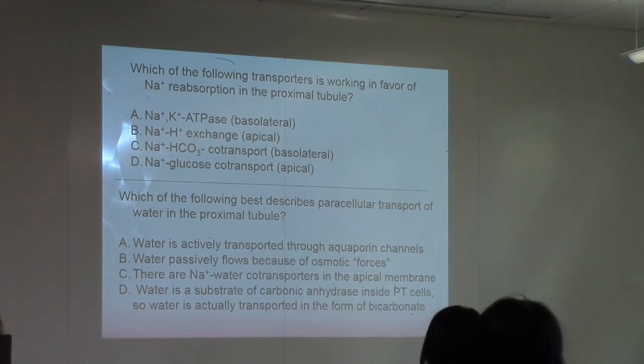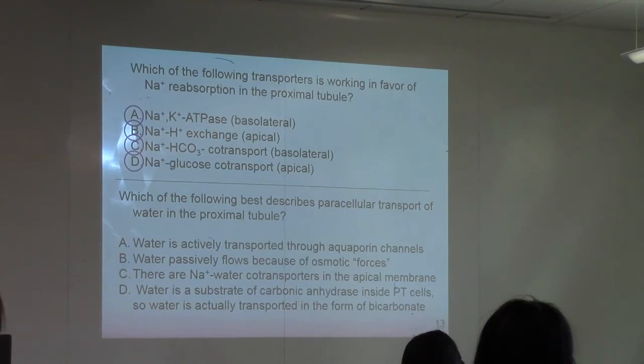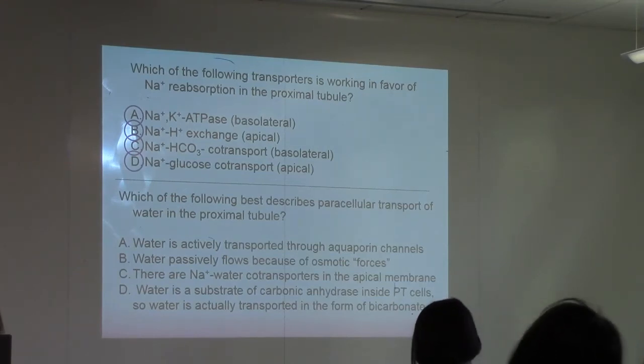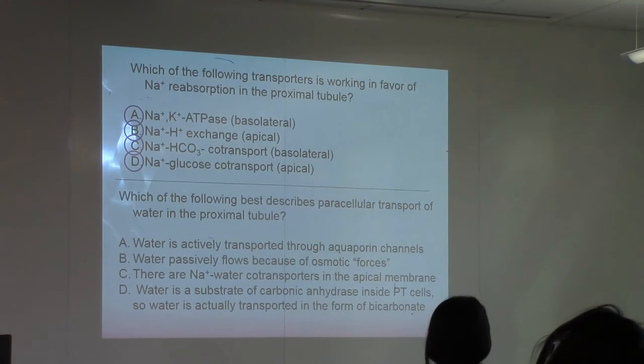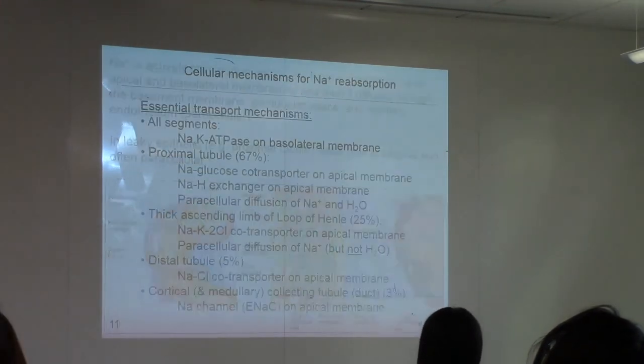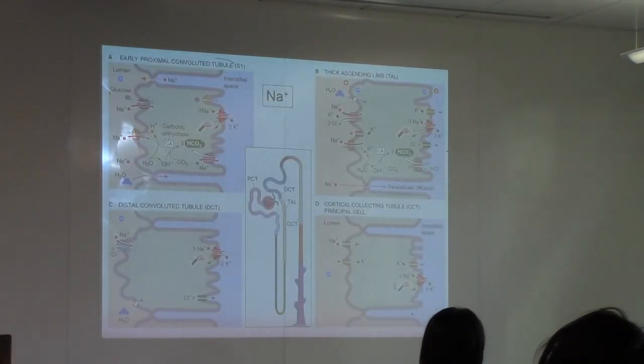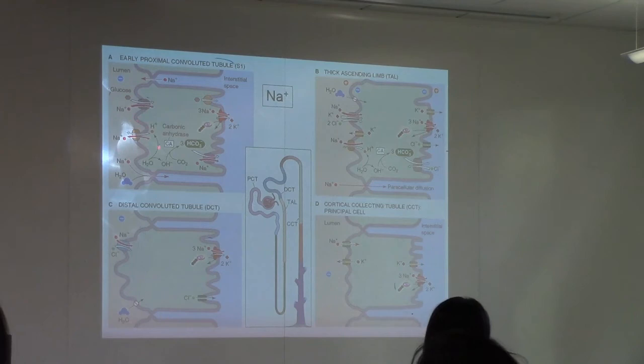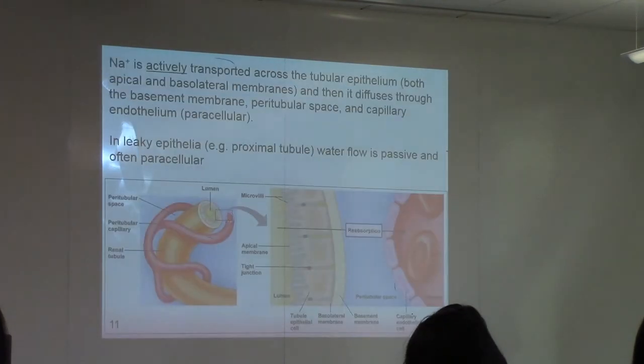Those of you who are showing me your answers are mostly showing correct answers because it's all of the above. Let's go find them in the cartoon. Sodium ATPase, sodium proton exchange, sodium bicarbonate cotransport, sodium glucose cotransport. So let's find them in the cartoon. They're all there. And they're all working in favor of sodium reabsorption.